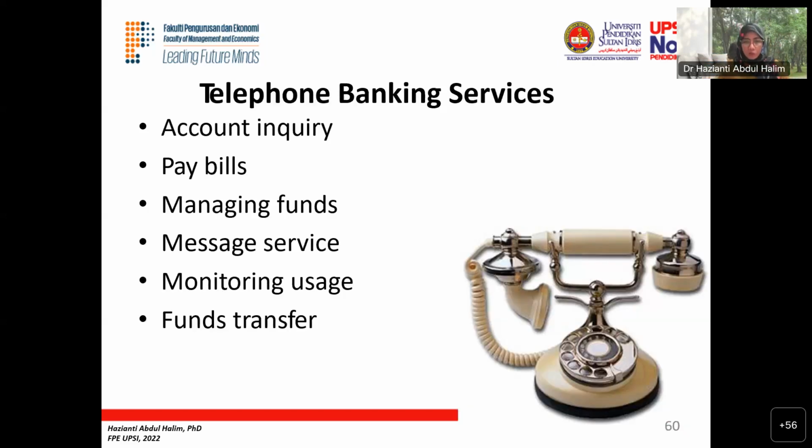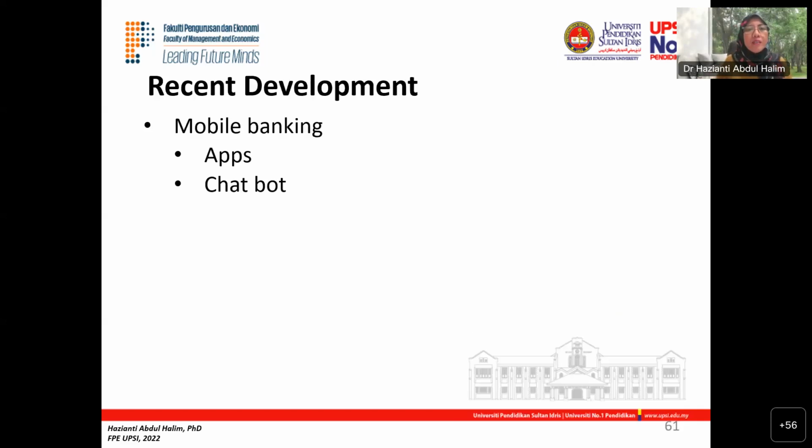So what can we do through telephone banking services? Account inquiry, pay bills, manage funds, message service, monitoring usage, and fund transfer. All this can be done using telephone banking service. Recent development, mobile banking, considered as a recent development. We have the apps and also chatbot.